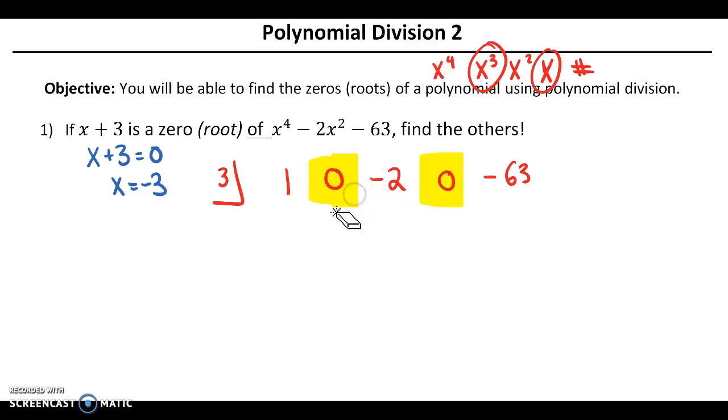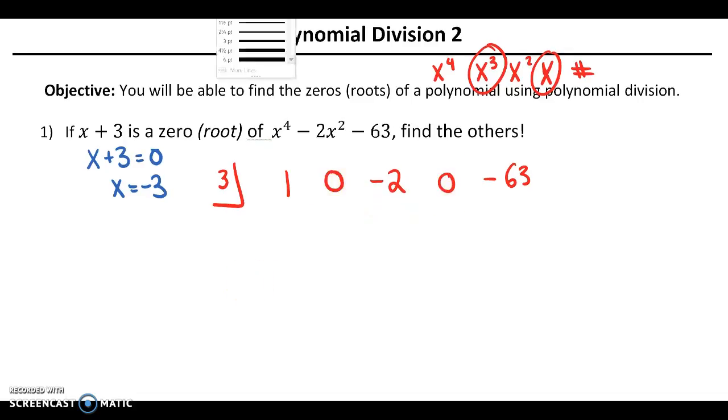We can talk about why that is more in class. Or better yet, see if you can figure out why you need that. Go back to long division. You might be able to figure it out.